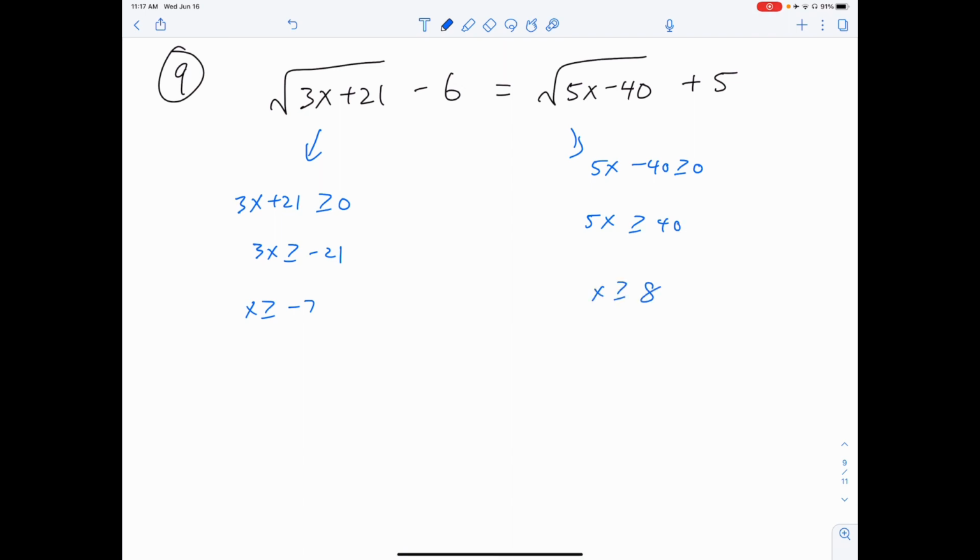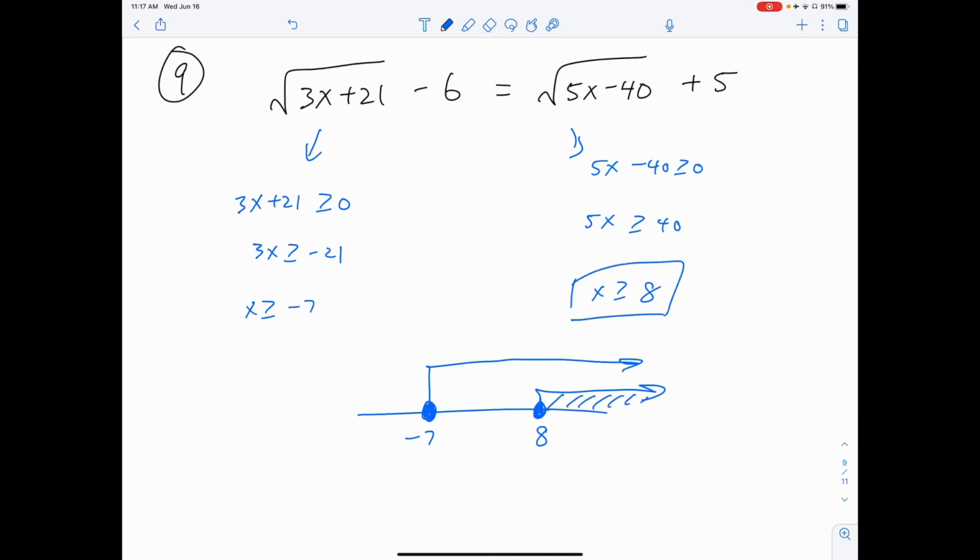All right, so once again, we take a look at a number line. We got negative 7 over here, 8 over here. x is greater than or equal to negative 7. So again, solid point, go to the right. x is greater than or equal to 8, solid point, go to the right. Since they're both going right, the one that's more to the right side is the winning condition. So therefore, x must be greater than or equal to 8 for this to work.